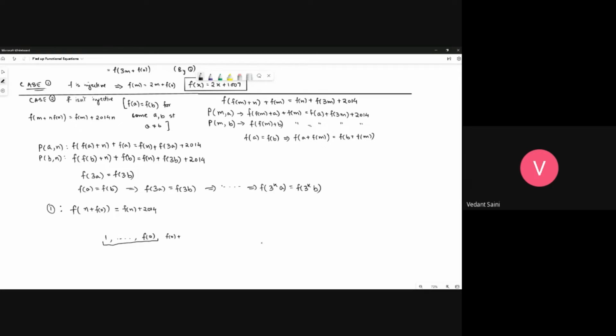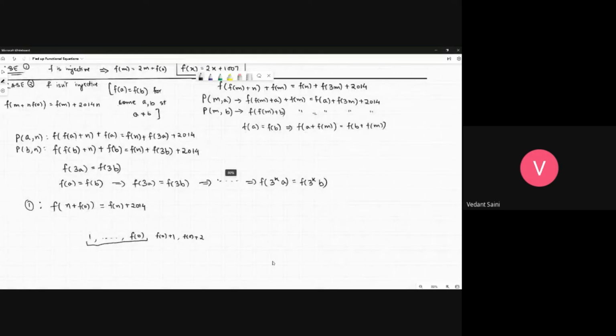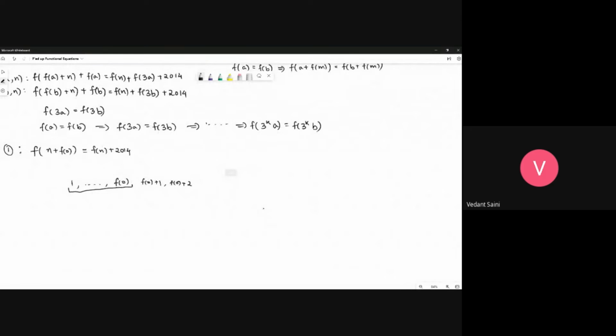Next number is f of 0 plus 1, f of 0 plus 2, and so on till 2f of 0. We call this the second group. These groups will go on. So what this means is the first element of the first group differs from the first element of the second group by 2014. Is this okay?